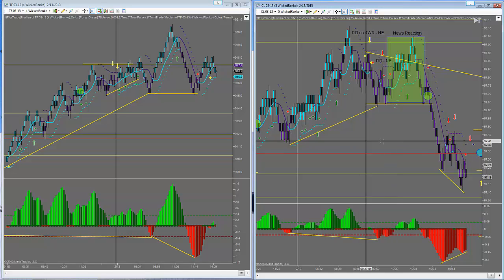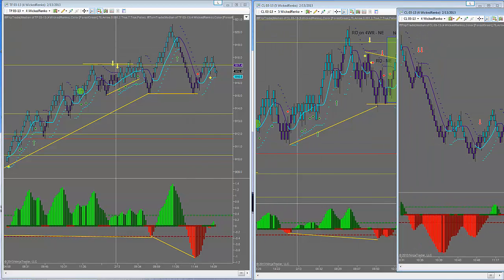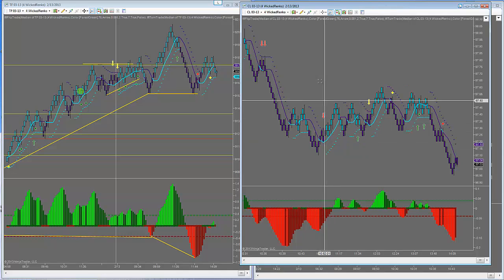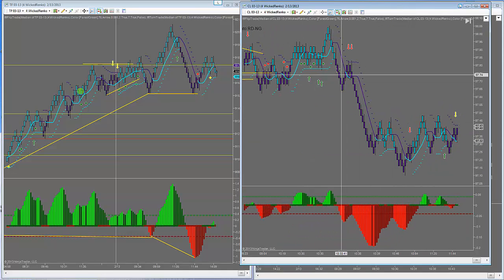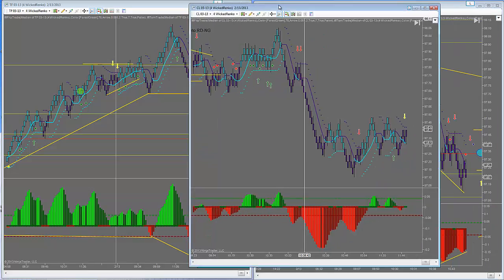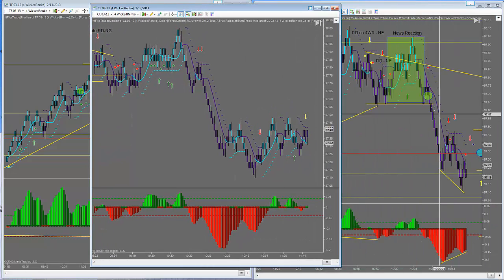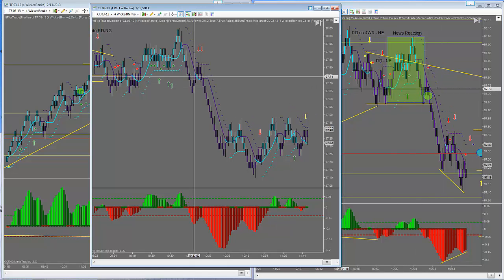We also have, to the right of this, crude oil 5-wick Renko. I bring in one smaller time frame, the 4-wick Renko. And in this particular case, that trade that was taken this morning, I'll just line it up here. You can see this trade here lines up with this trade here. We're looking for alignment between smaller time frames and larger time frames.